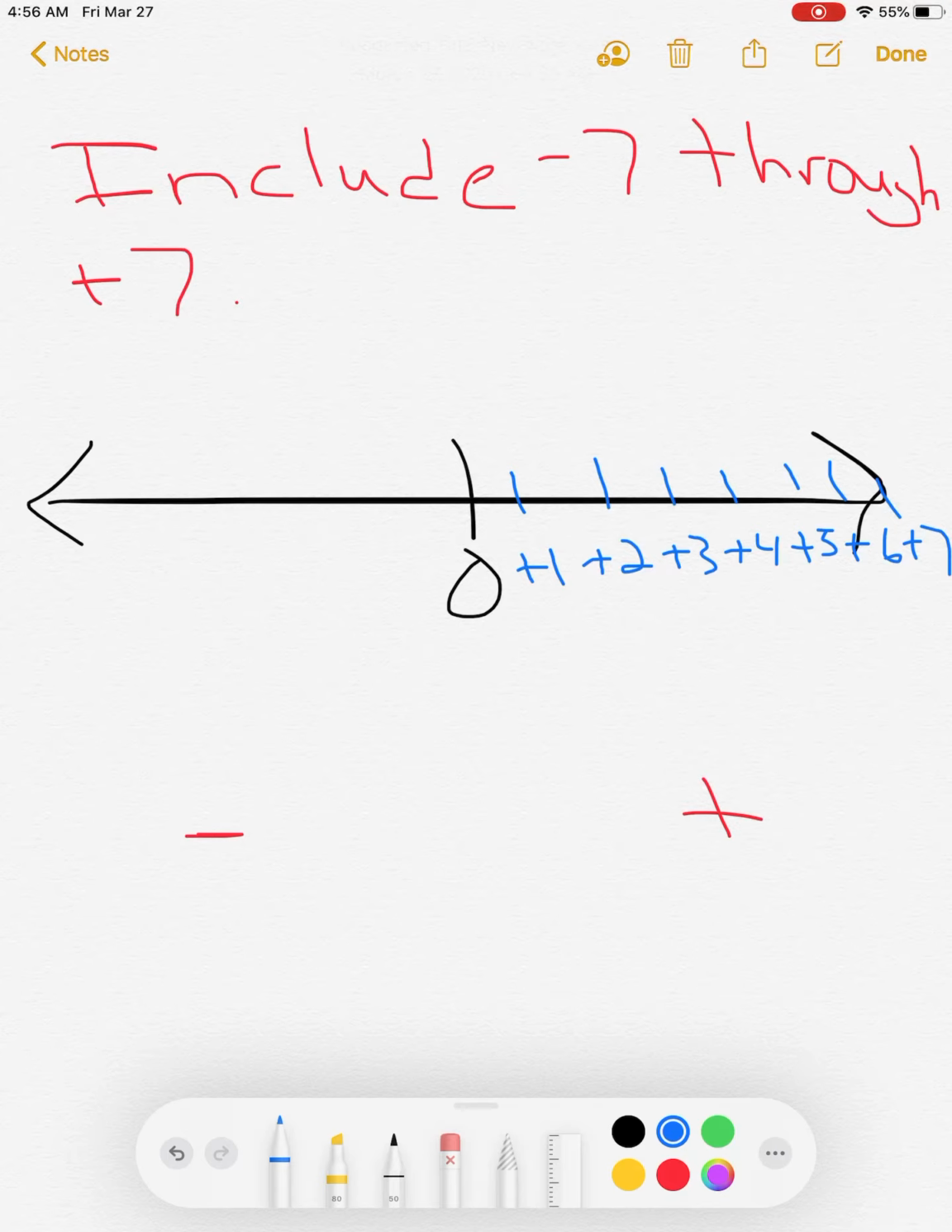Okay, so let's go on the other side. We need to plot our -1, -2, -3, -4, -5, -6, -7, -8. Oh, I said stop at -7. Sorry. Okay, so we've plotted everything that we need to plot. The instructions said include -7 through +7, right? Let's try another one. This time, let's try one with north and south.